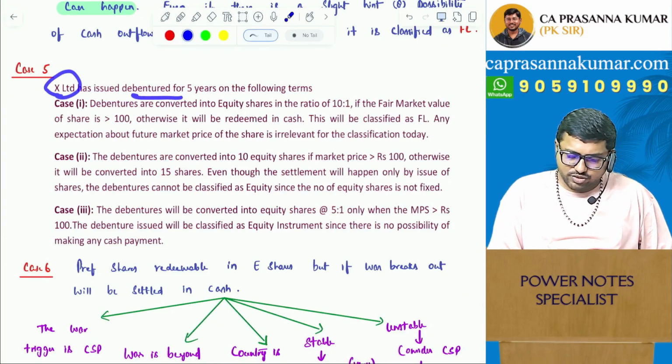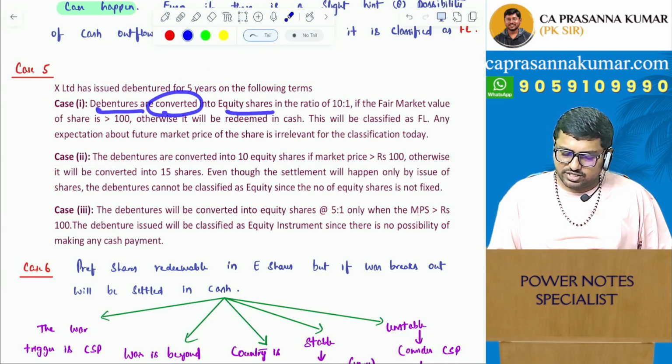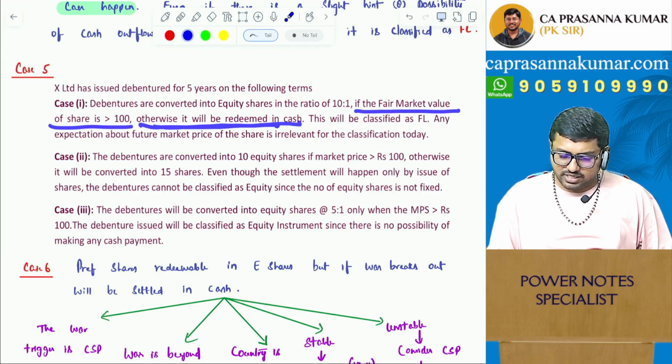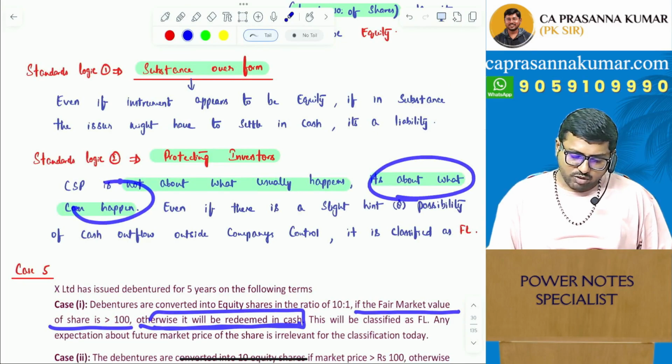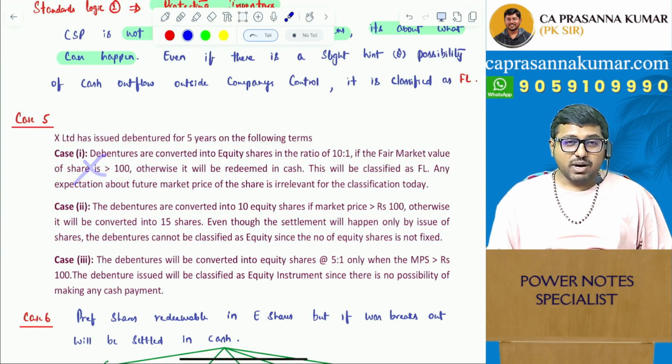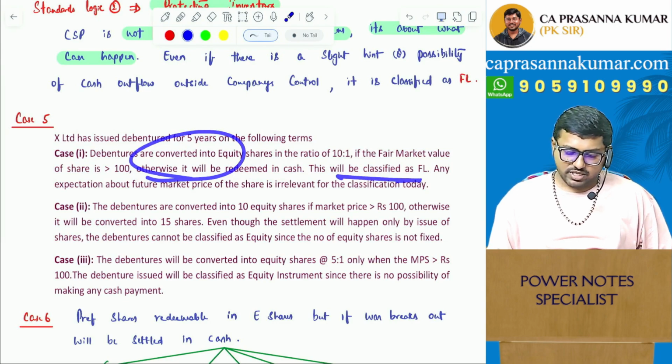X Limited has issued debentures for 5 years on the following terms. Debentures are converted into equity shares in the ratio of 10:1. Which means for 10 debentures, 1 equity share. What is the condition? If the fair market value of the share is greater than 100. Otherwise, it will be redeemed in cash. Now, tell me one thing. Otherwise, it will be redeemed in cash means what can happen? There is a chance of redeeming in cash. Suppose the market value of the share does not cross 100. In that case, you have to redeem in cash. Therefore, this will be classified as financial liability.